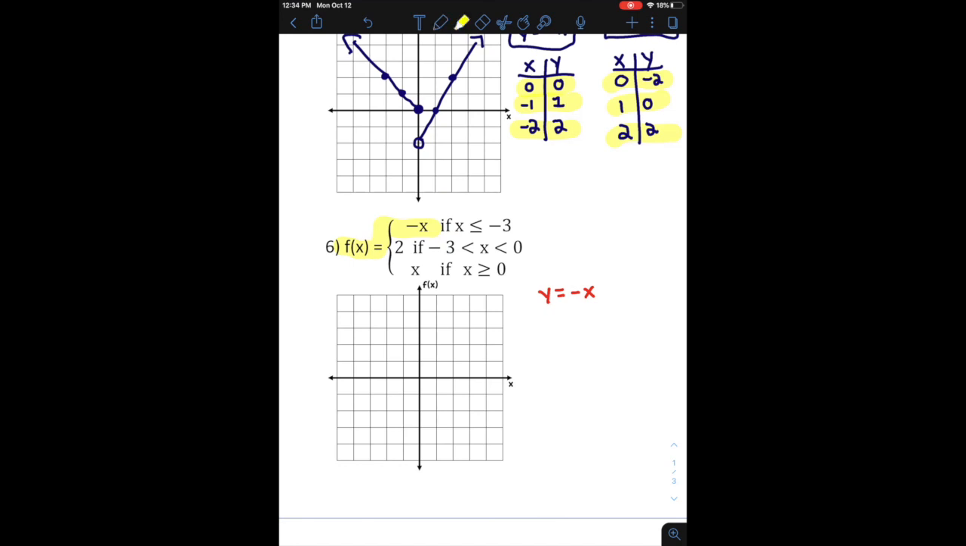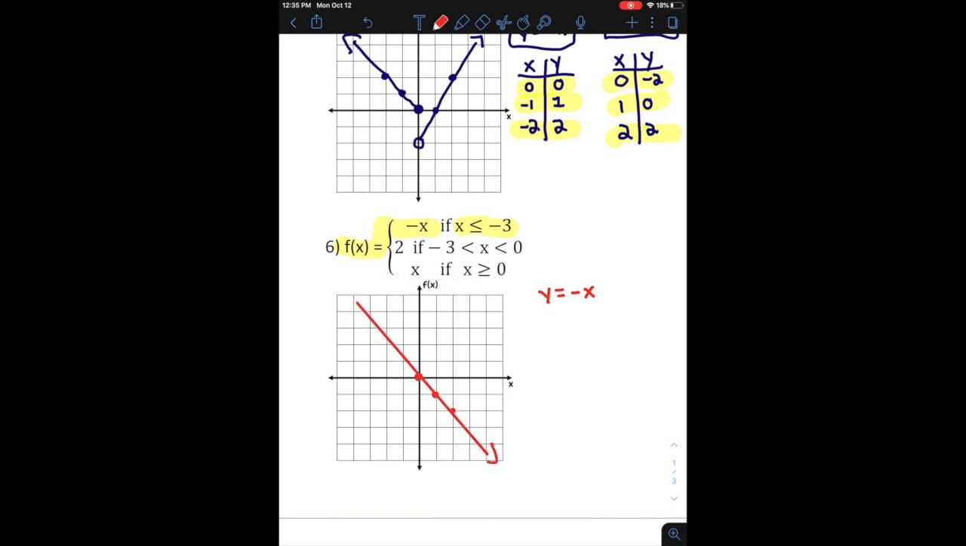We could either graph the whole thing and erase for x values less than or equal to -3, or we could use a table. Let's first graph the whole thing and erase, and then I'll show you guys how to use the table. You do not have to use both of these options, you just have to use one that you're most comfortable with. So y equals -x would have a y-intercept of 0 and a slope of -1.